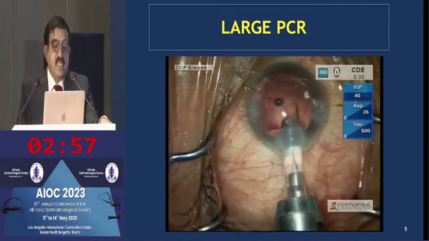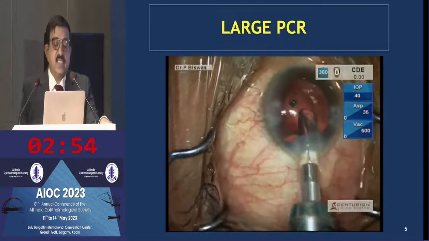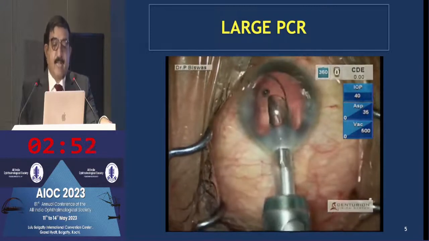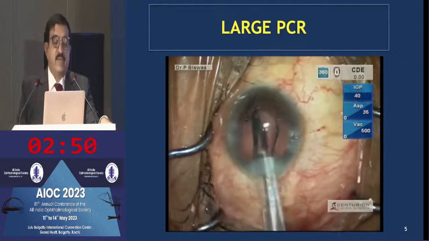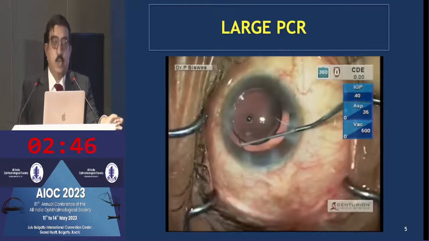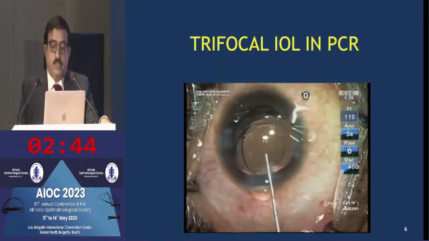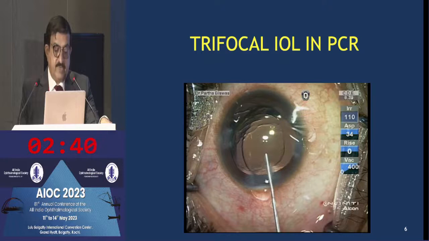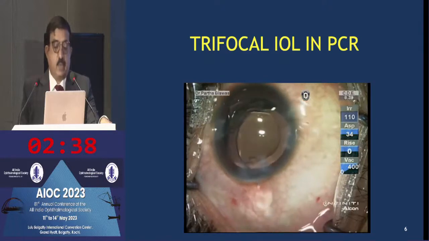Now, placing a three-piece lens into this, again into the sulcus, and capturing it, because you have a nice capsular rhexis, and the capturing will ensure a good centration. We'll go over to the next video, and here is a video that is actually controversial.